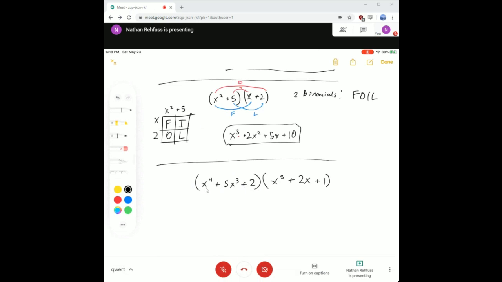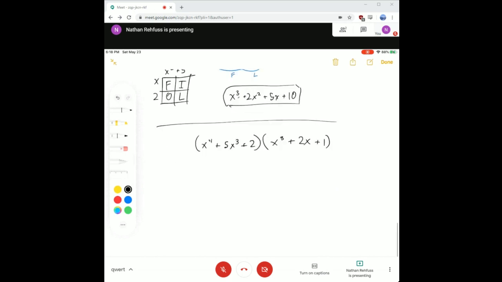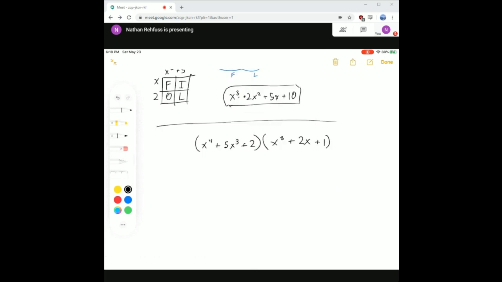Second, this is going to be like a box with 3 rows and 3 columns. So when I distribute everything, I'm going to have 9 terms for a minute. Hopefully some of those will be like terms, but 9 terms is a lot of terms. So I'll put x to the 4th, 5x cubed, and 2 in my rows. It doesn't matter which one's rows and which one's columns. Multiplication and addition are commutative, so it doesn't matter at all. I just did this by chance. Let's say x cubed, 2x, and 1 are the columns. We're going to have 9 terms when we're done.